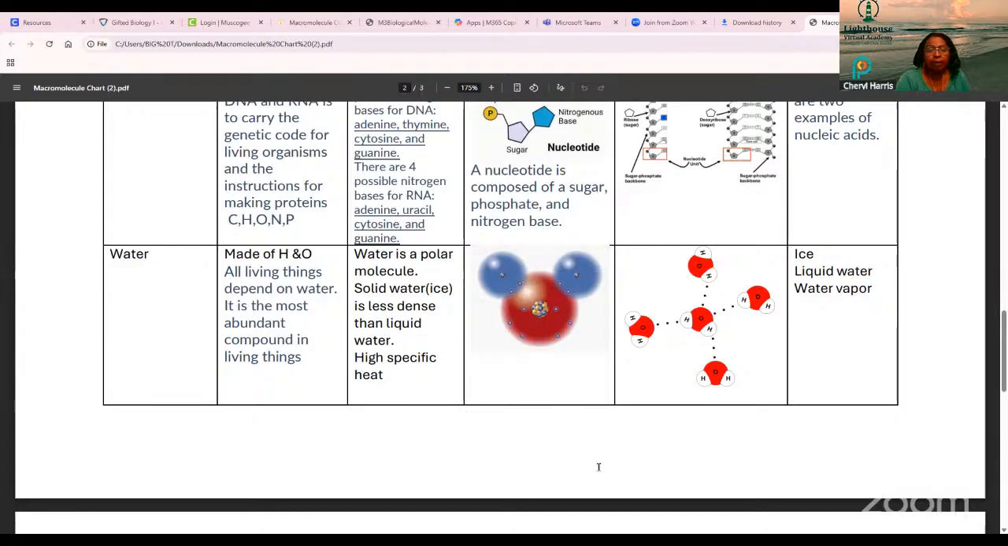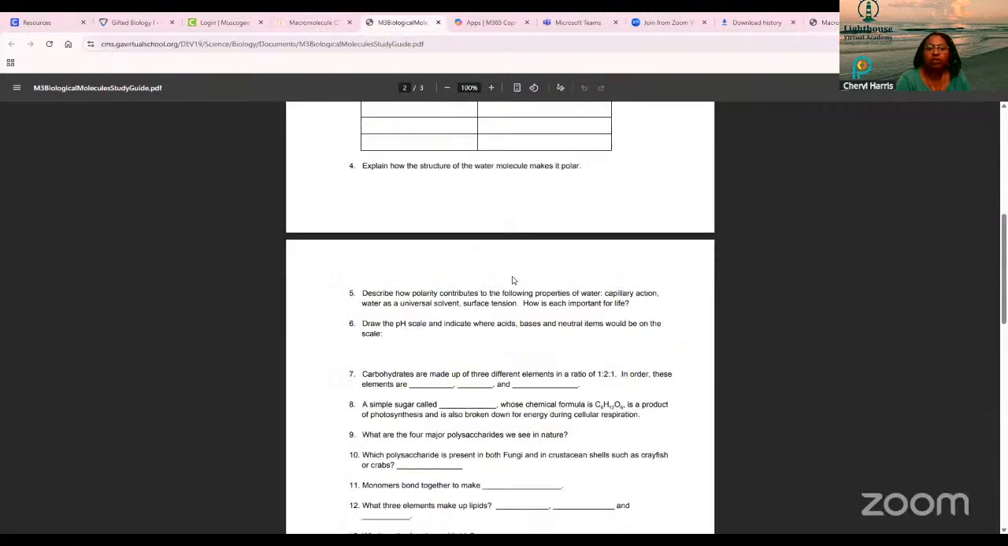Okay? It is a polar molecule because it's got a positive end. The hydrogens are the positive end of the molecule, and the oxygen is the negative end of the molecule. All right, that's that. So again, that's question number 4.